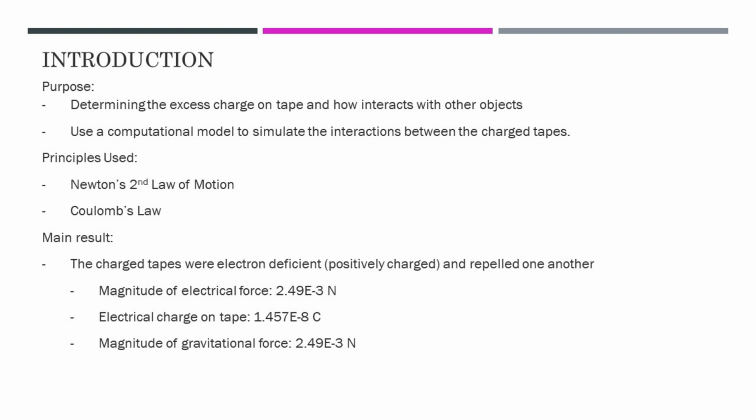The main result of this lab is that the charged tapes were electron deficient, meaning they were positively charged and repelled one another. The magnitude of the electrical forces was the same as that of Lab 1, but the electrical charge of the tape itself was vastly different from that of Lab 1.